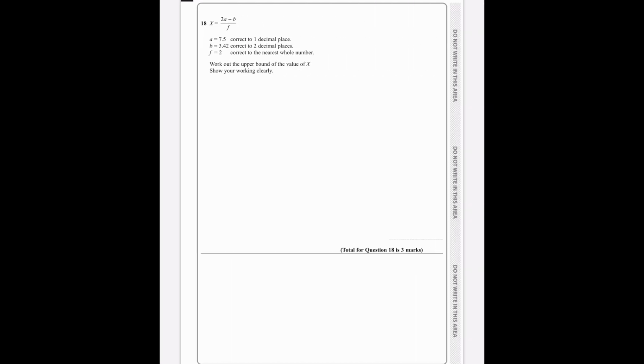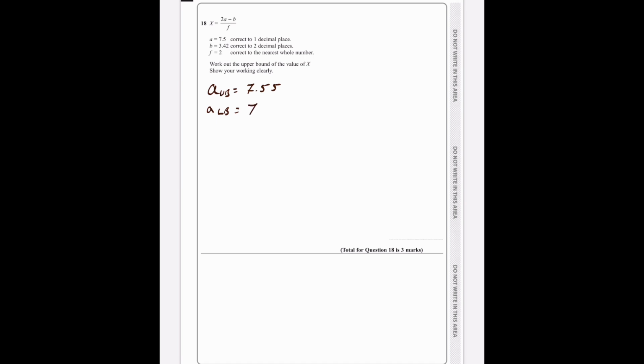For question number 18, this is a bounds question. Whenever I get a bounds question, the first thing I tend to do is to write the upper and lower bound for each one of the variables. I do this for two reasons. Well, it allows me to think about which one I'm selecting when I'm doing the calculation, but it's also worth some marks, so it never does any harm.